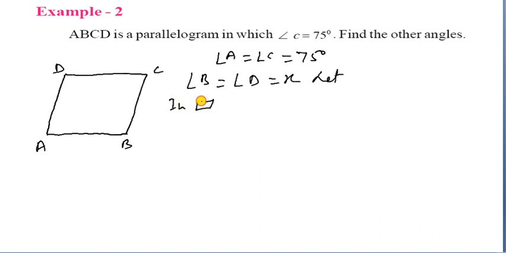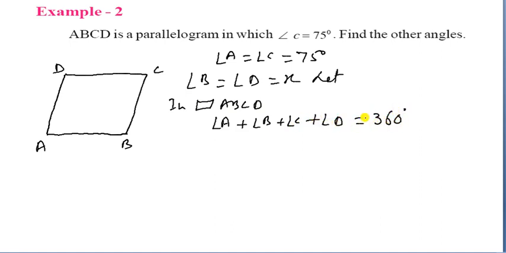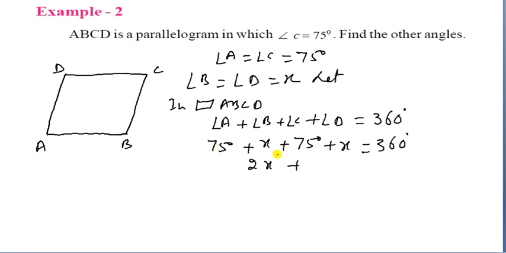As you know, in quadrilateral ABCD, the sum of all the angles, angle A plus angle B plus angle C plus angle D, is equal to 360 degrees. Angle A is 75 degrees, angle B is x, angle C is 75 degrees, and angle D is x. So 2x plus 150 degrees is equal to 360 degrees. So 2x will be equal to 360 minus 150.